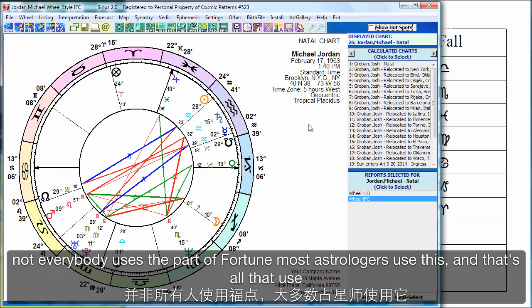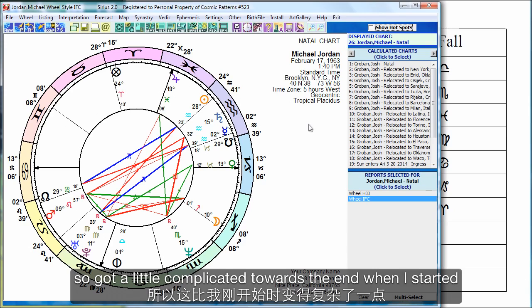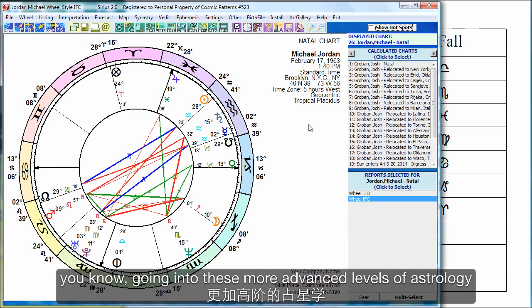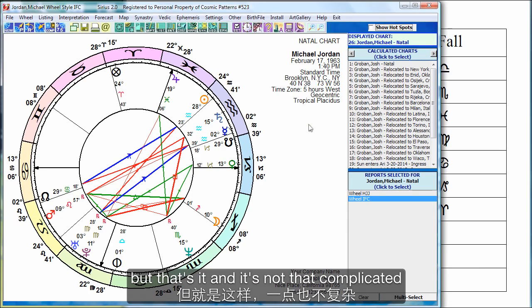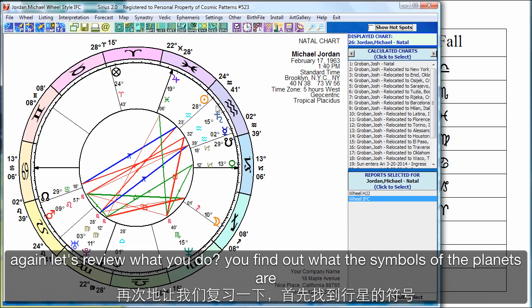Not everybody uses the part of fortune. Most astrologers use this, and that's all they use. So it got a little complicated towards the end when I started going into these more advanced levels of astrology, but that's it. And it's not that complicated. Again, let's review.